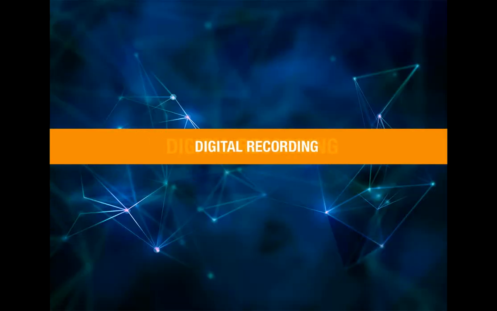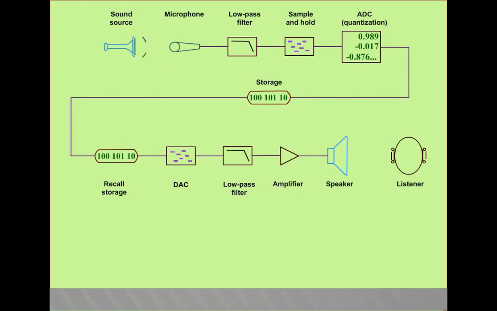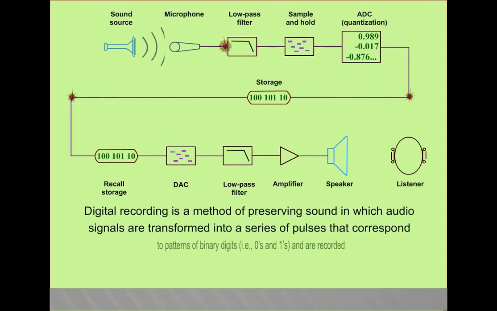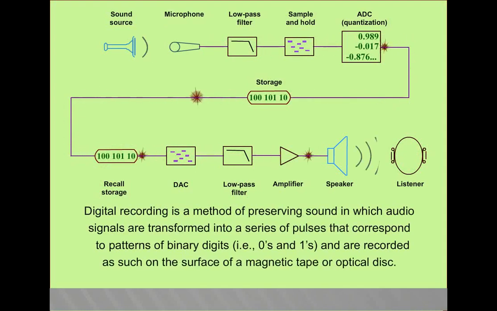Digital recording. In this video, we are going to see about digital recording. Digital recording is a method of preserving sound in which audio signals are transformed into a series of pulses that correspond to patterns of binary digits, that is zeros and ones, and are recorded as such on the surface of a magnetic tape or optical disc.